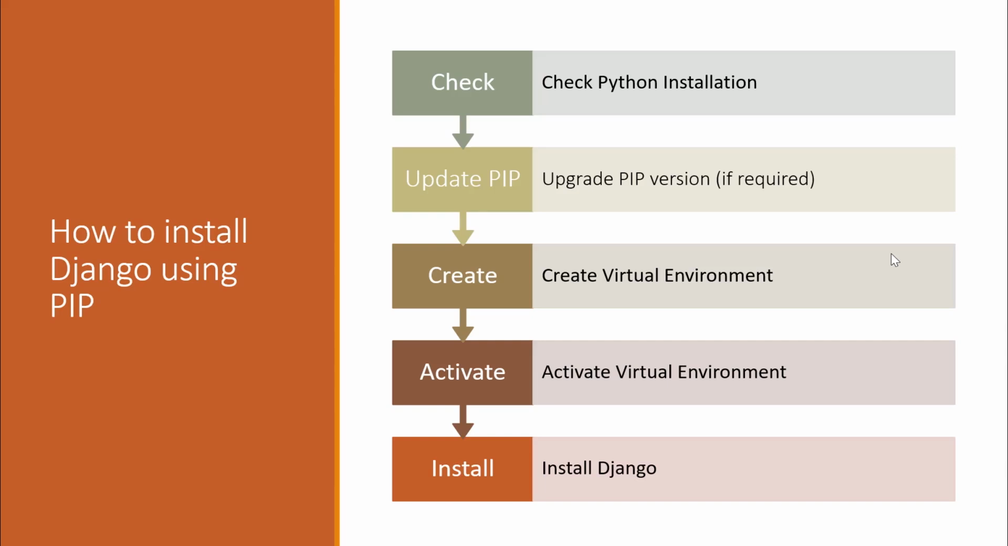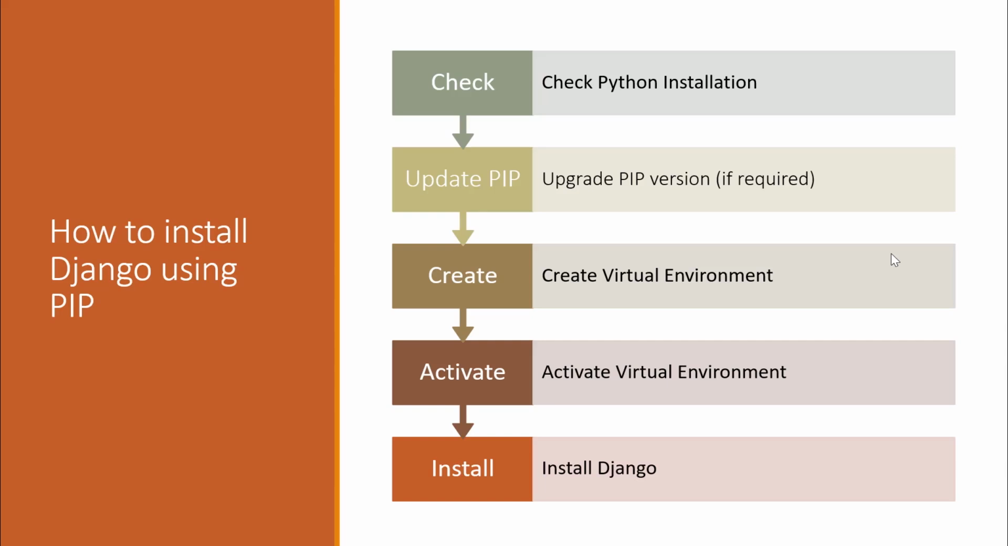So first, what we will do, we will check the Python installation. So we will basically check the Python version here. If Python is installed, we will get the version. After this, we will see how we can upgrade pip version if required. Then we will create a virtual environment. Now the importance related to the virtual environment is also covered in this tutorial series.